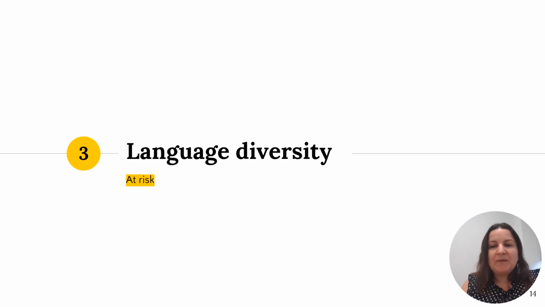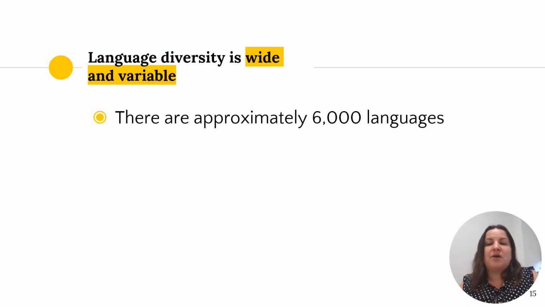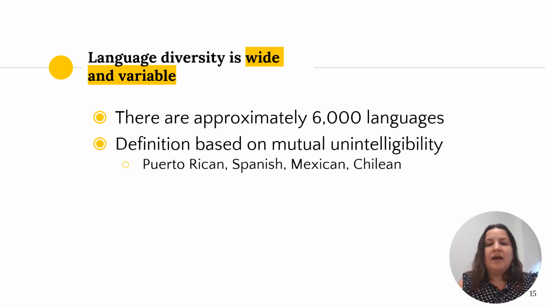Now, let's talk about language diversity, right, and how it is at risk. Okay, language diversity is wide and it is variable. Okay, what does this mean? It means there are approximately 6,000 different languages in the world today. And how do we define what a language is? We say that a language ends and another one begins when two people cannot understand each other. This is called mutual unintelligibility.